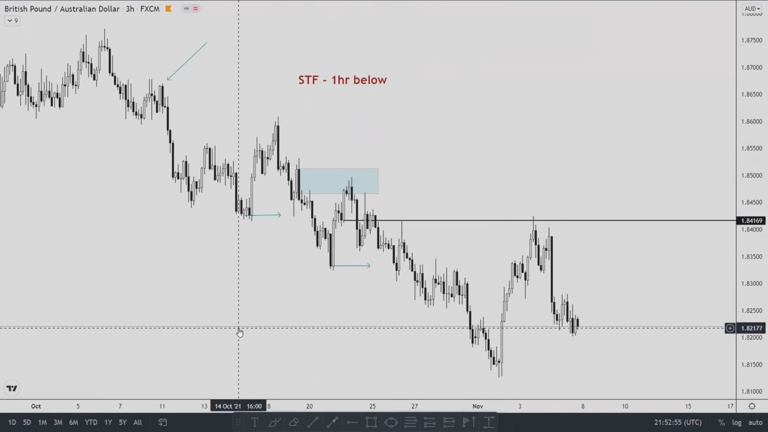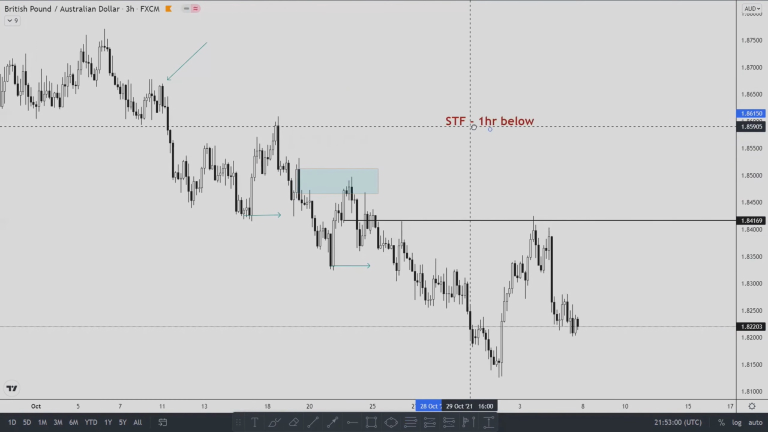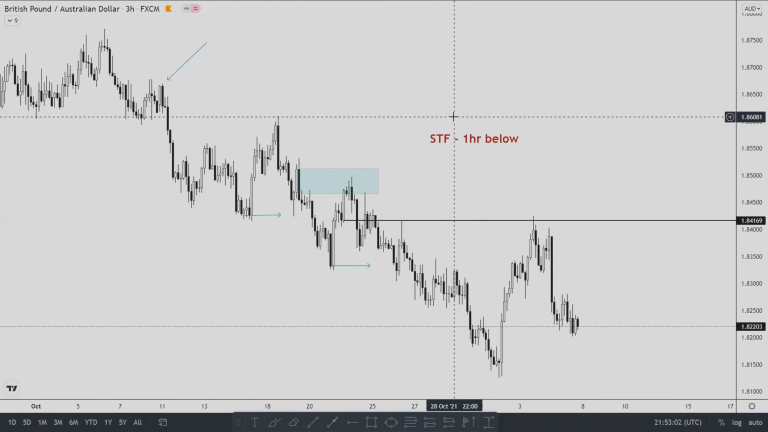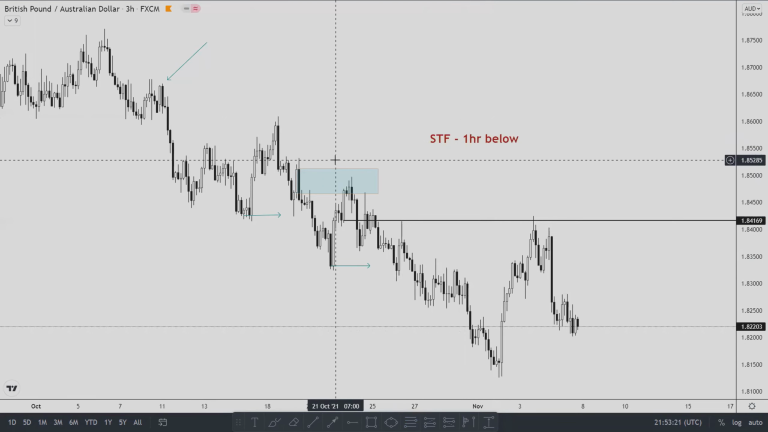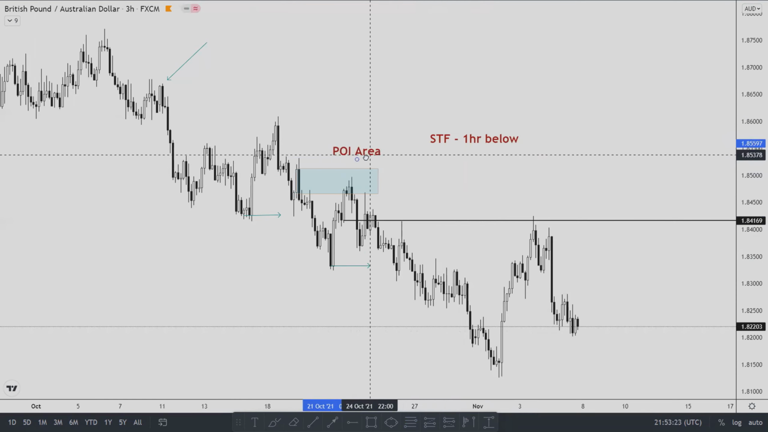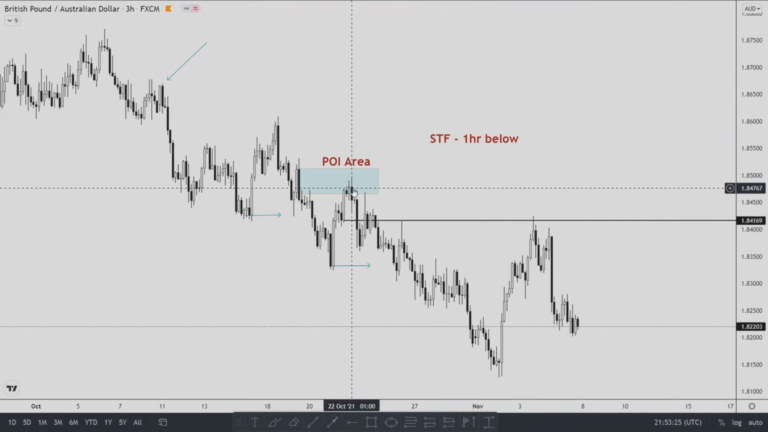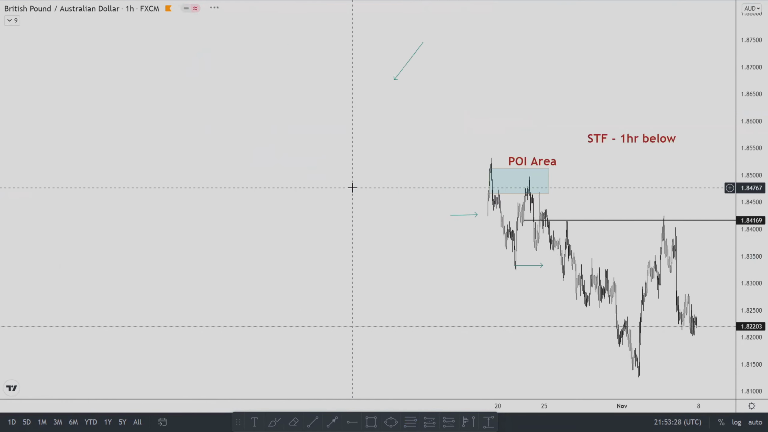So now, as far as small time frame goes, I look at the 1 hour below. So bigger time frames would be from 2 hour, 3 hour, 4 hour, daily. Smaller time frames, I use the 1 hour below. So your 5 minute, your 3 minute, 30 minutes, 15 minutes, and occasionally 45 minutes. So this is the 3 hour. I'm going to highlight this as the point of interest area. Then going to go down to the 1 hour to observe what price did.